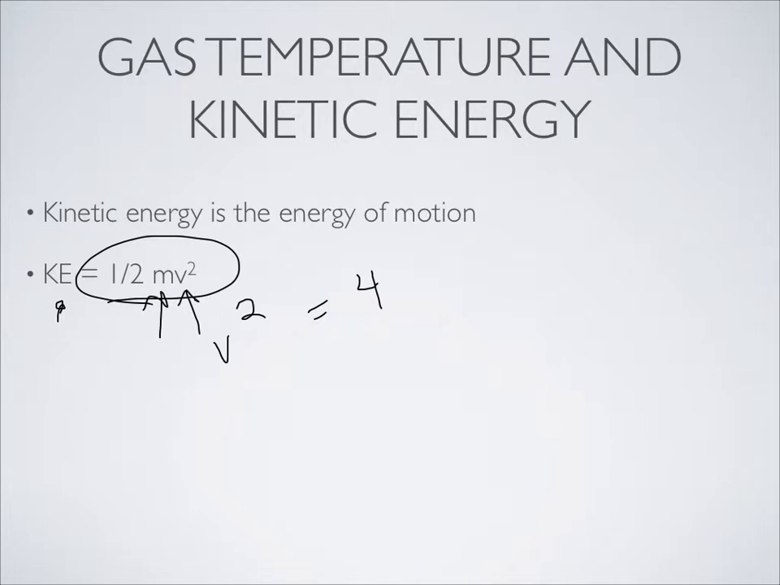So the speed or velocity of an object causes more change in energy than changing the mass of an object. And when we're talking about gases, we're not going to be changing the mass, we're going to be changing the velocity.